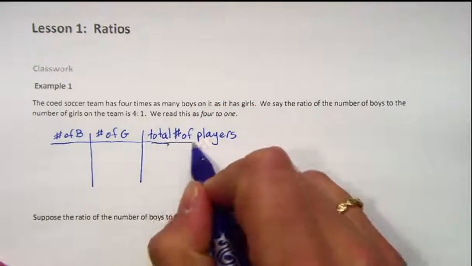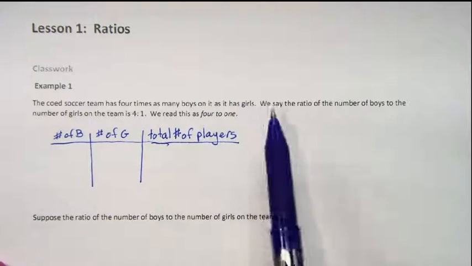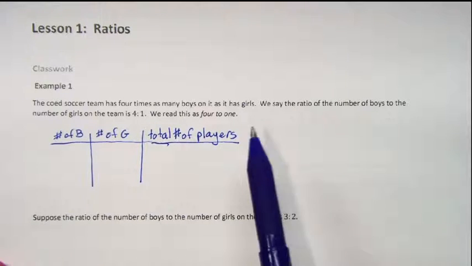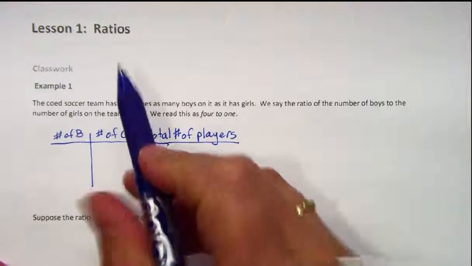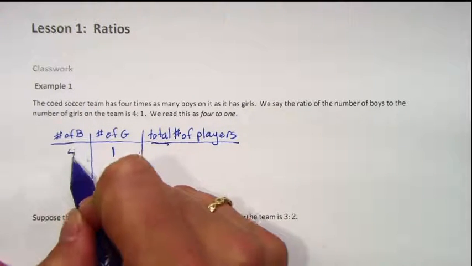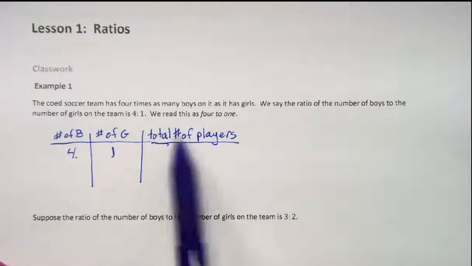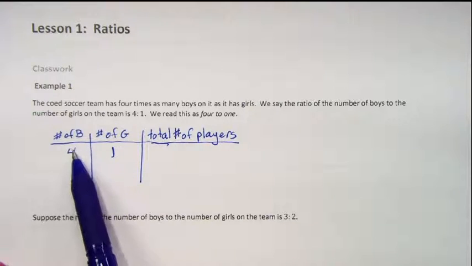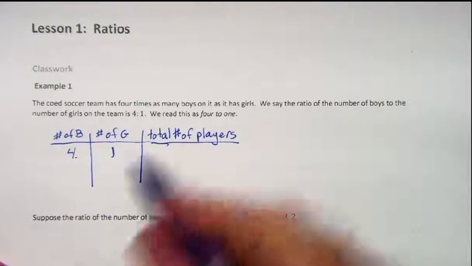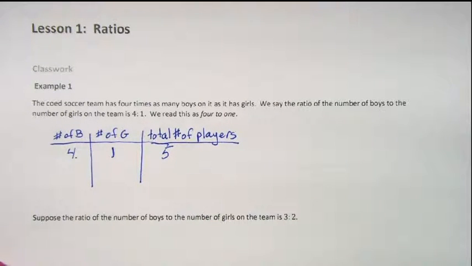Total number of players. Now, looking at this problem, we know that there are 4 times as many boys as there are girls. So if we pick a number of girls, like 1 girl, that means there's going to be 4 boys. 4 times 1 is 4. Our total number of players is a combination of boys and girls. That's 5. 4 plus 1 is 5.